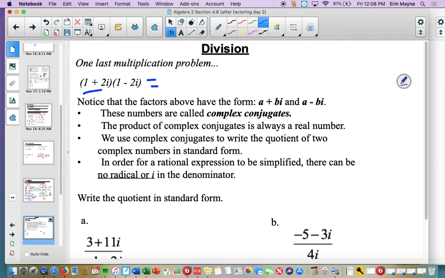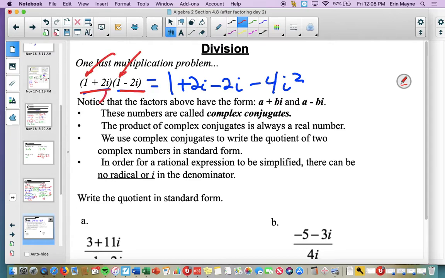When I multiply out these two expressions that again look like the factored form of the difference of squares, this gives me 1. Outside is plus 2i. Inside is reverse. Outside is minus 2i. Inside is plus 2i. Then minus 4i squared. When I have two expressions, notice that the real parts are the same, but the imaginary parts are their opposites. Every time that happens, I get a real number only.